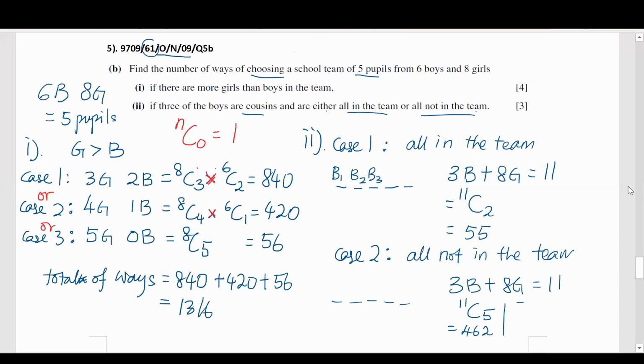Hence, the total ways: as we have 2 different cases, we are going to sum up the number of ways, which is 55 plus 462. And the answer is 517. All right. Okay. Let's have a look at the next questions.